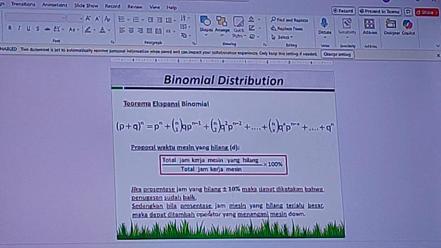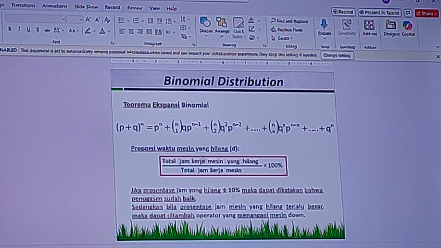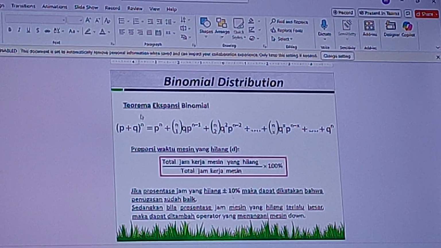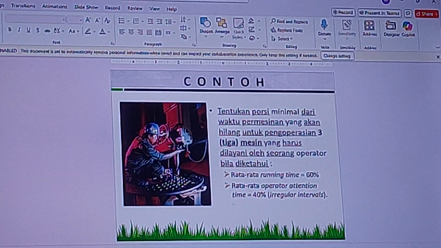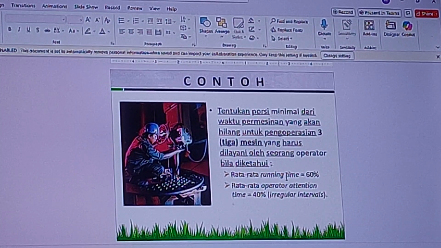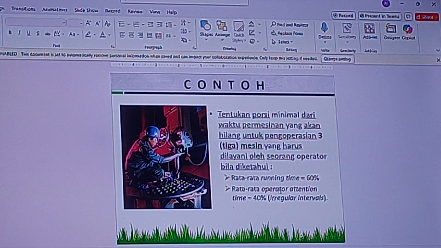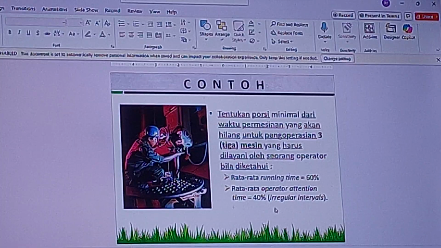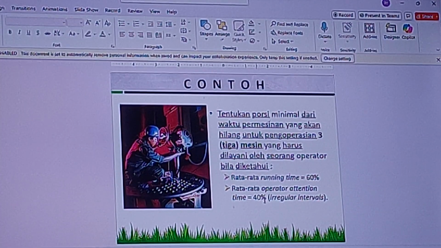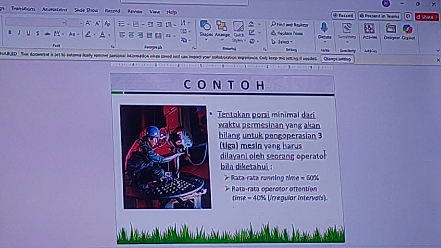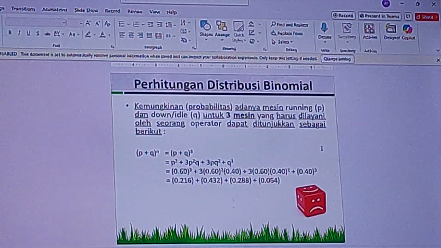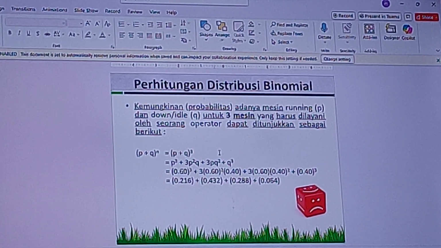Okay, and then this is the formula: P plus Q, and continue further. It depends on the number of machines, and based on this, this is the case study. Assume that the running time is 60%, and the attention time or idle time is 40%. So if we have 3 machines, what should we do? In continuous, we use this formula.